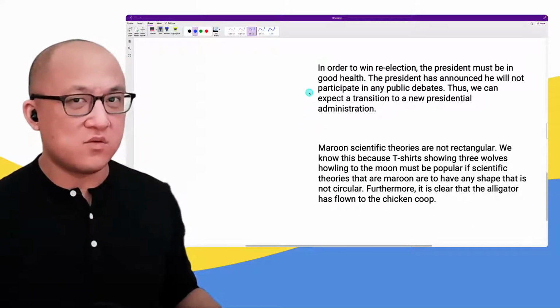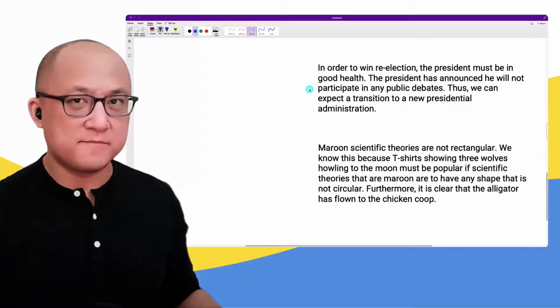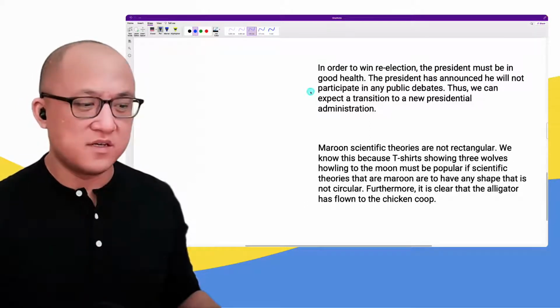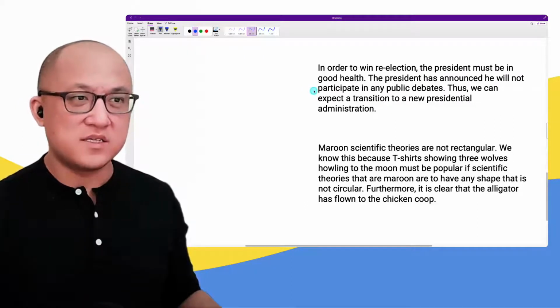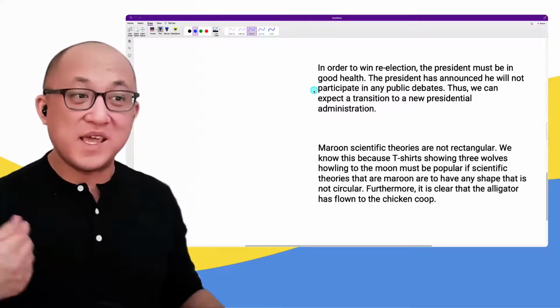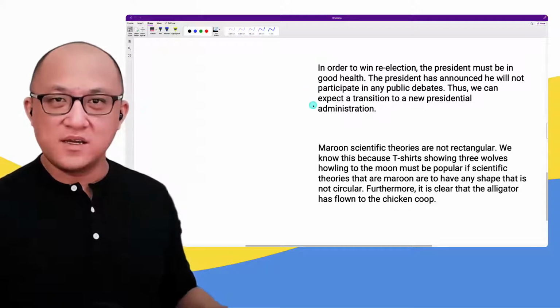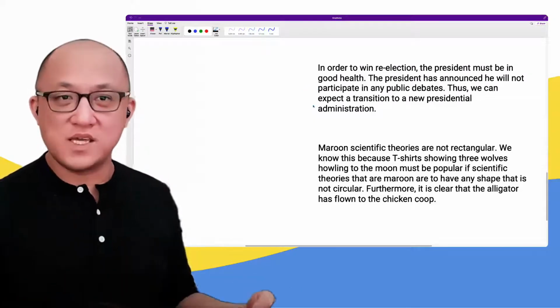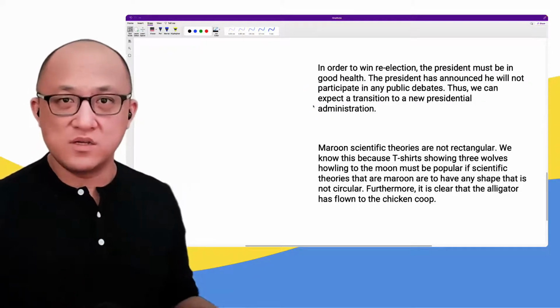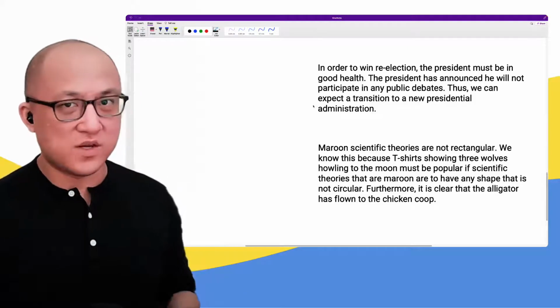They say that he won't participate in public debates. So what's the missing piece here? That the other premise they're giving me, that he's not participating in public debates, means the same thing as, or leads to the idea that the president is not in good health.